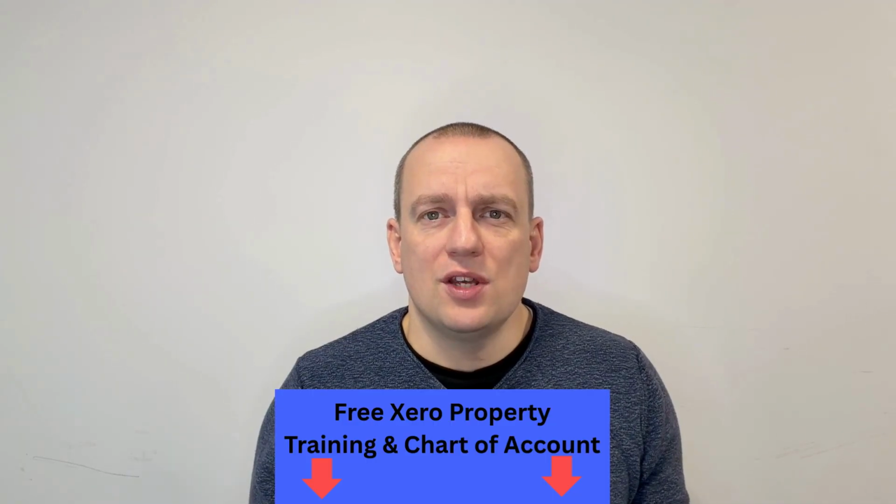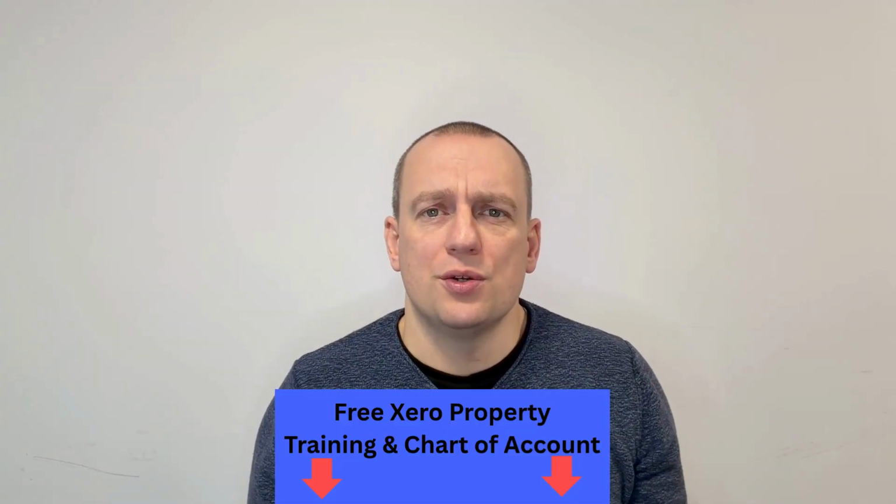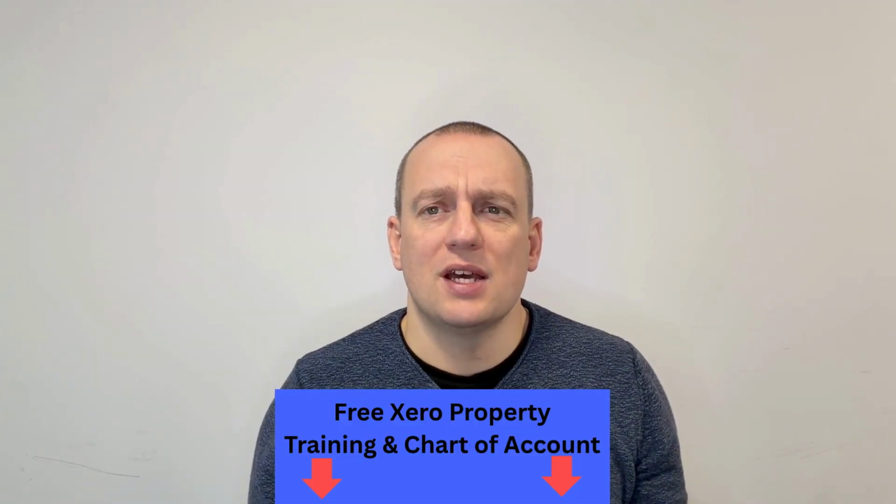Before we go into the demonstrations then, I'm going to assume that you've already set up your bespoke property-specific chart of accounts in Xero. Chart of accounts lists all of your accounting codes and should include one for each of your properties and mortgages. If you don't have this yet, click on the link below and I've got a short 7-day email course which includes a chart of accounts for limited companies and for sole traders.